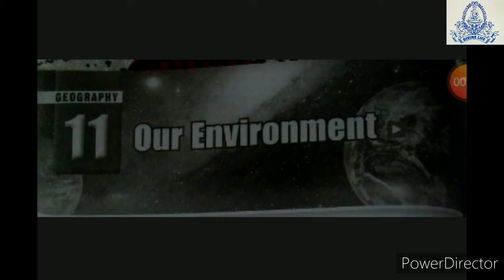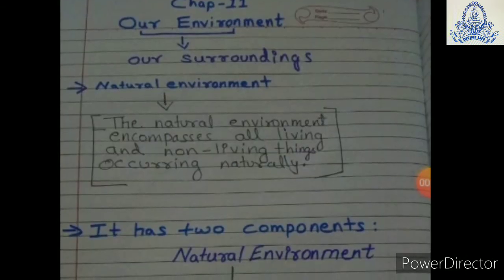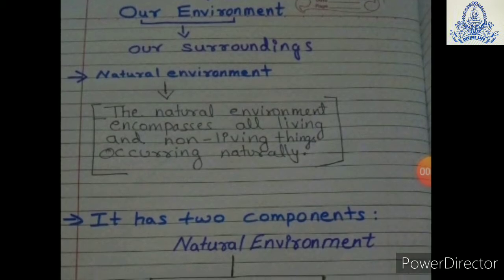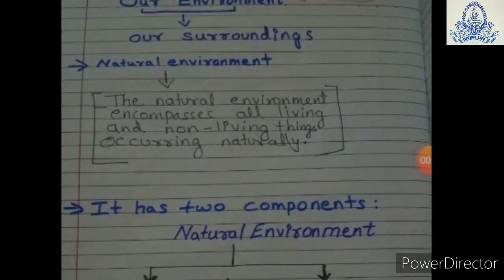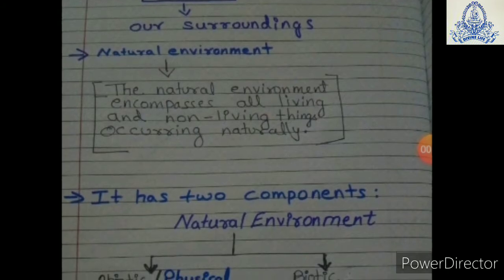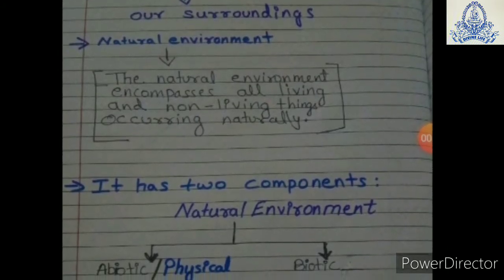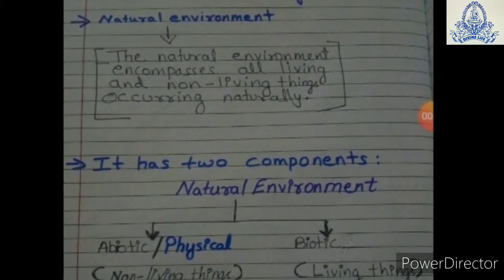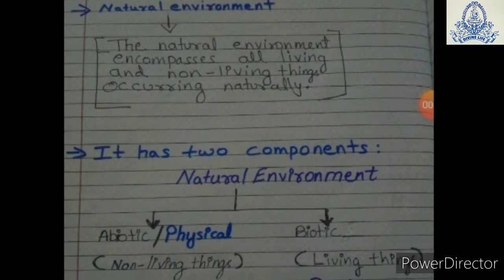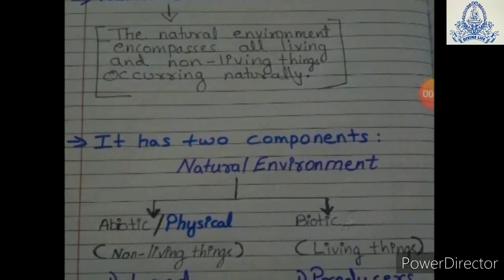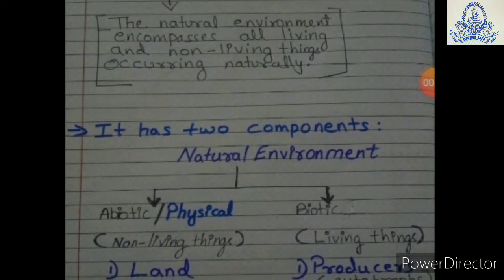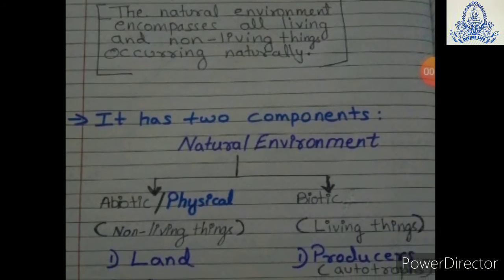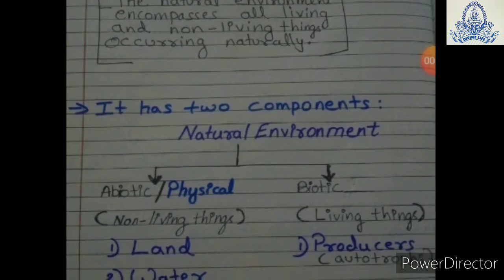Hello students, today we are taking chapter 11 from geography, our environment. Now, here our environment means what? Surroundings. So, surrounding means the natural environment encompasses all living and non-living things occurring naturally. That means everything we see in our surroundings forms a system, and this system is called environment.